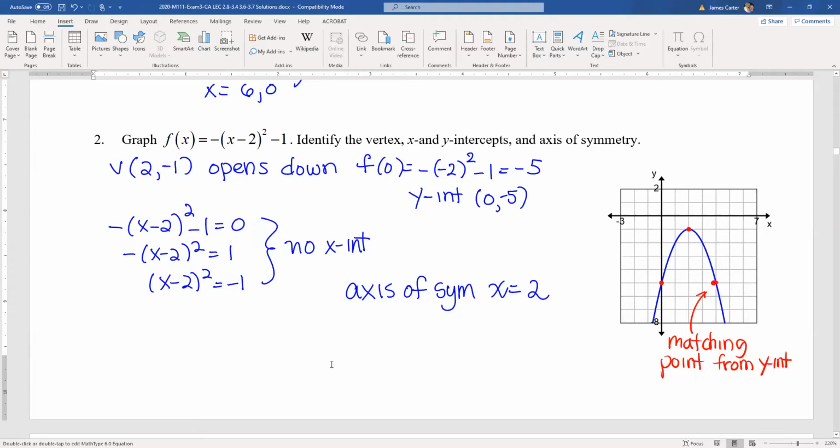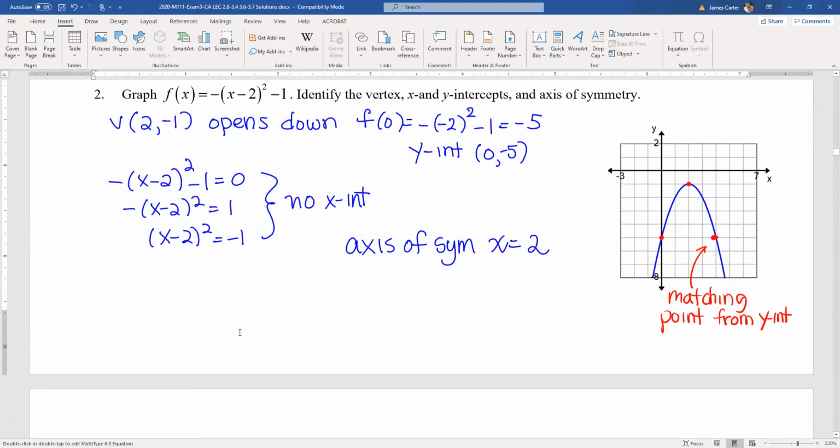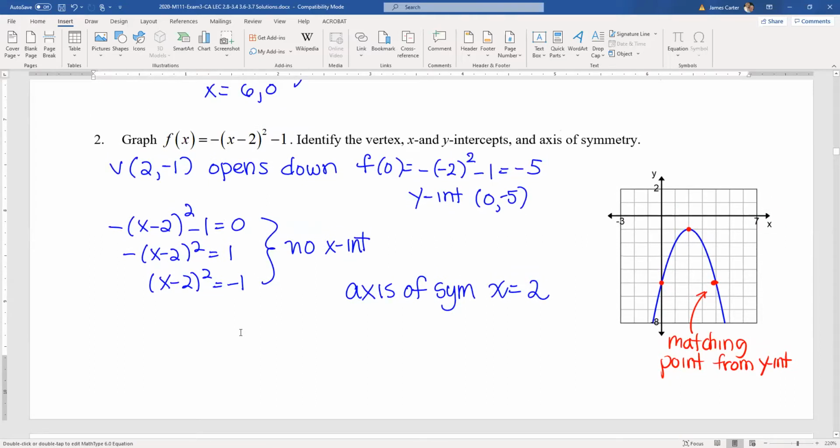That's easier than doing an xy table. There is no x-intercept on this one because it opens downwards and the vertex is below the x-axis.